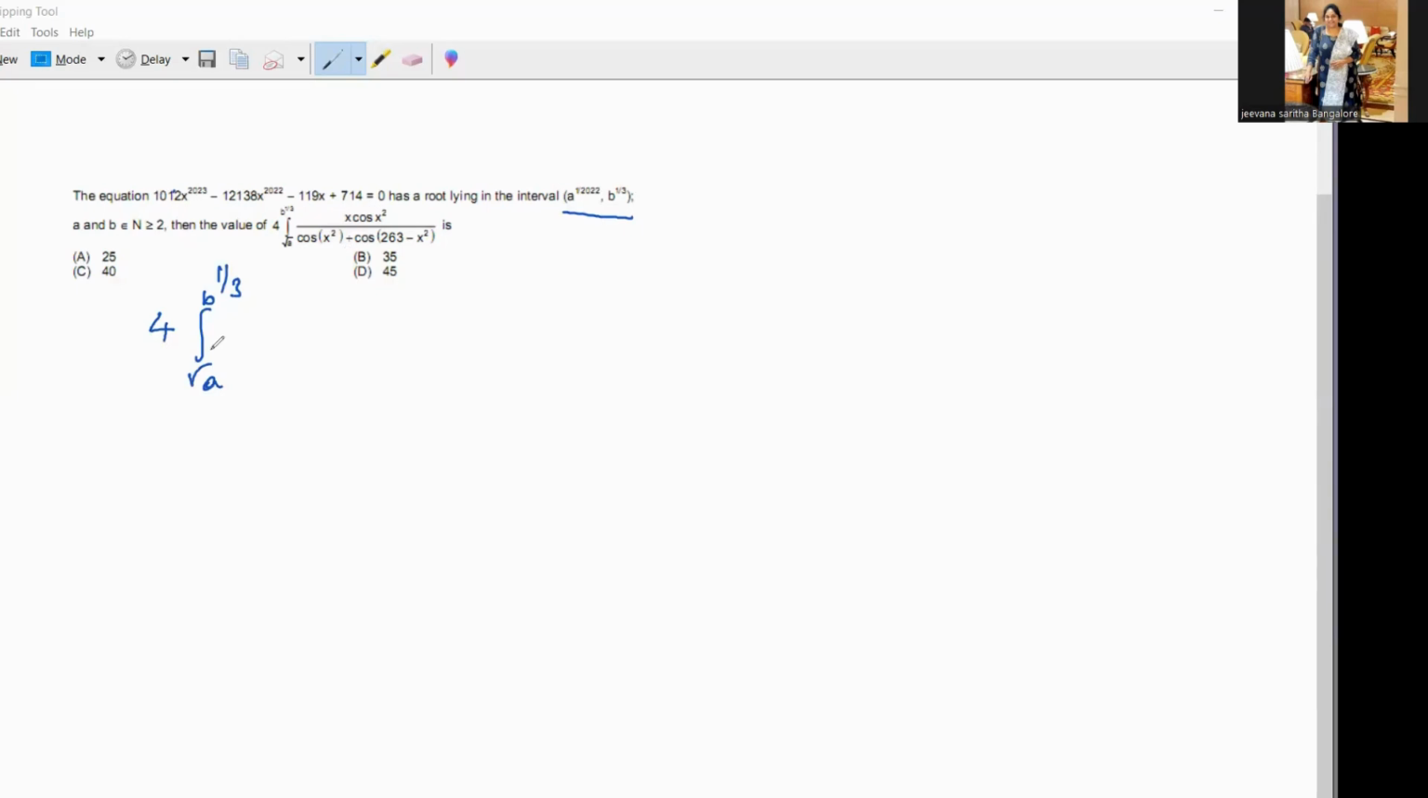The moment we see that a root exists for an equation in a given interval, we generally think of Rolle's theorem. And as soon as you see the integration, the first thing that strikes is substitution. So let x squared equal t.